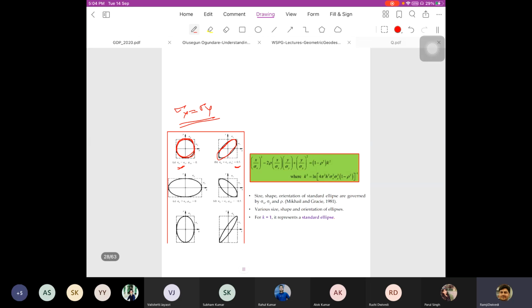Similarly, this is the case where both sigma x and sigma y are the same. So that means the so-called major axis and minor axis of this ellipse are the same. There is another case where you have sigma x greater than sigma y. Then this is the case of negative correlation. This is the case where sigma x is less than sigma y, and this is the case where probably you have another scenario. So I think with this I will stop here.